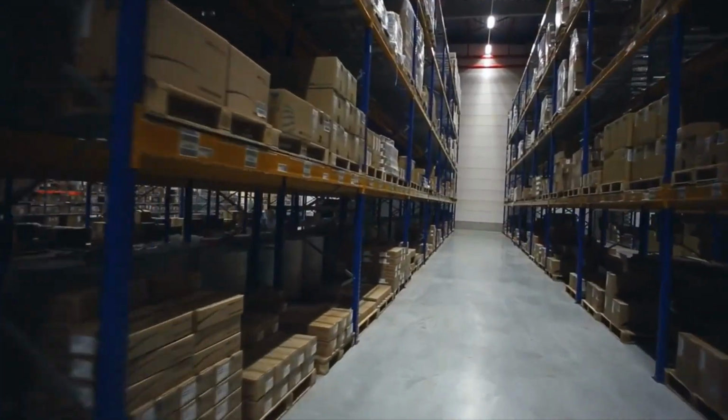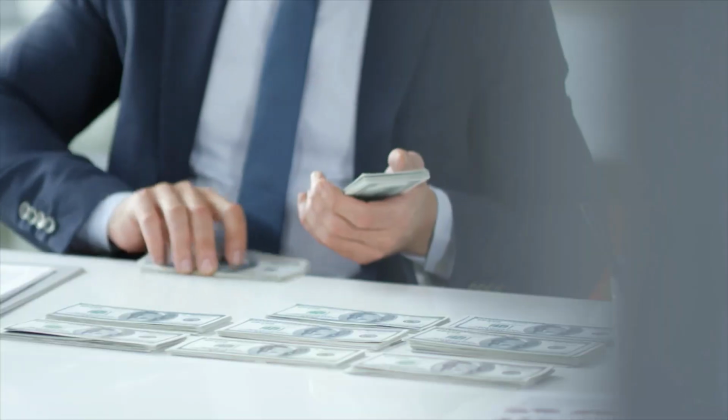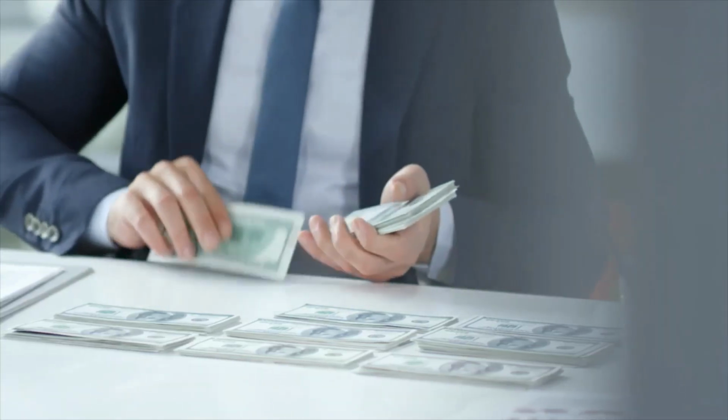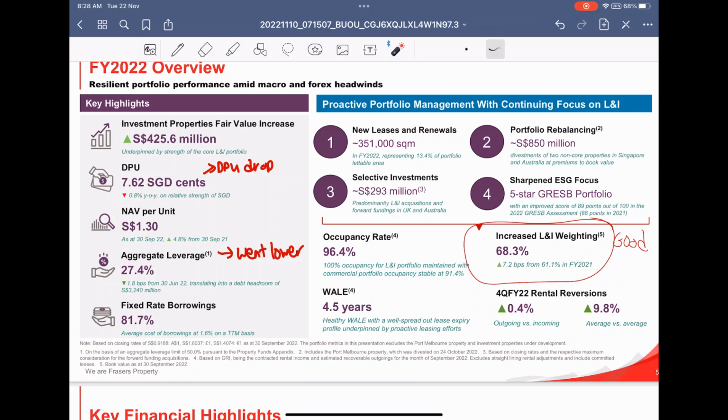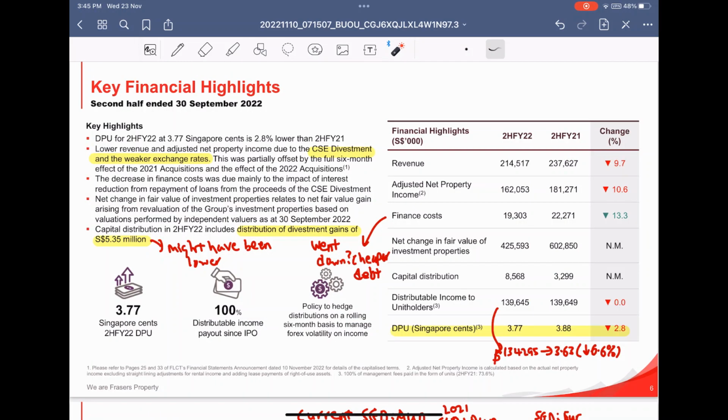Because of this, they are trying to tell people that they are actively increasing the L&I weightage, which has currently increased from 7.2% to 68.3%. So in the later slides, we will see the results of the L&I compared to the commercial, which shows quite a big difference. Okay, so let's break down the key financial highlights.